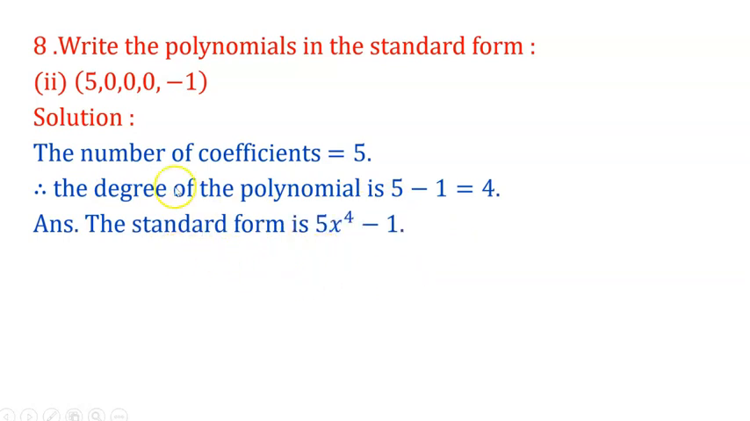The standard form: first we take the 5 coefficient and x raised to 4, and then the next 3 terms are not there. Therefore we write 0x cube plus 0x square plus 0x and then lastly minus 1. Or you can write it like this also. You can write it in this way too. The first and last terms are 5x raised to 4 and the last constant is minus 1. This is the standard form.